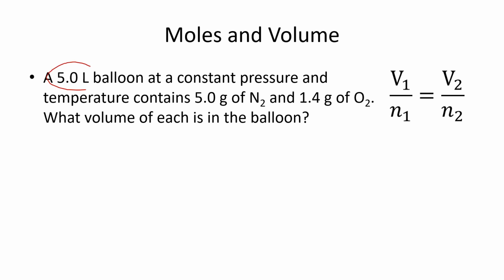This time we have a 5-liter balloon, and inside we've got 5 grams of nitrogen and 1.4 grams of oxygen. So first off, we know the initial volume is 5 liters. Awesome.